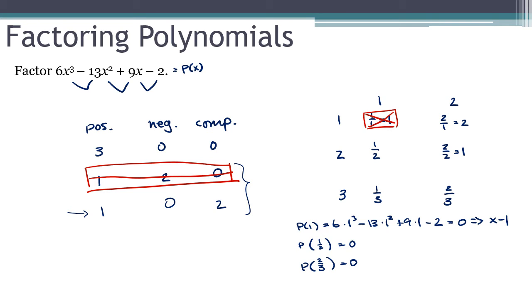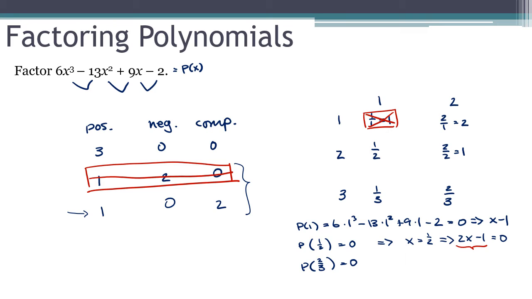The original polynomial has all integer coefficients, so I really want to factor this in terms of integers, not fractions. Remember what this is saying: P of 1/2 equals 0. This is saying x equals 1/2, which is the same as 2x minus 1 equals 0. So this is going to be my factor, 2x minus 1.